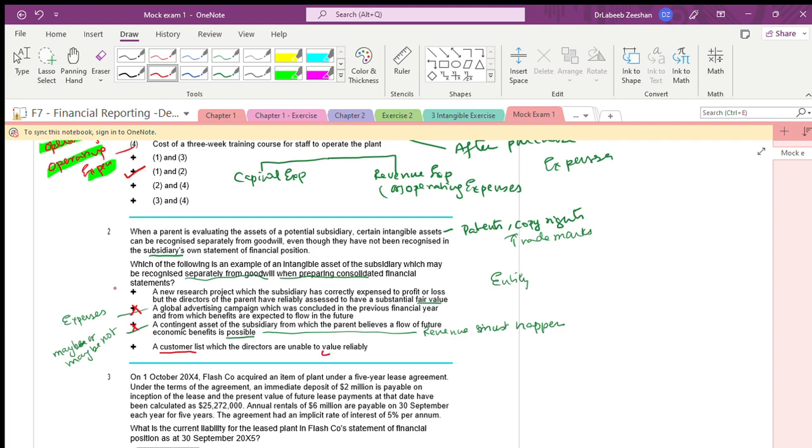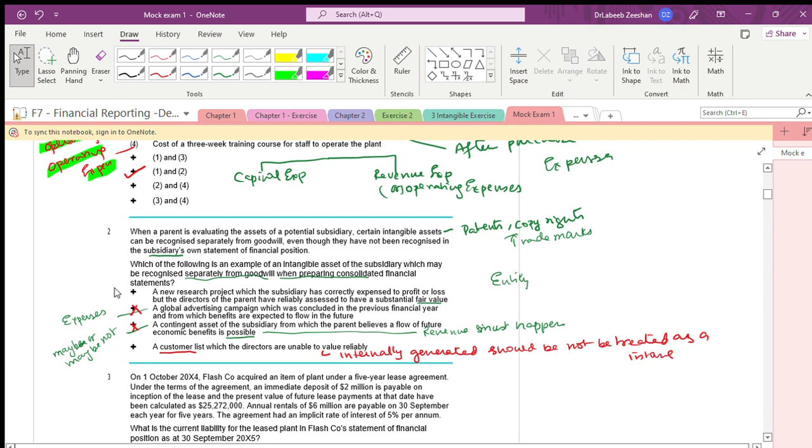Another thing: internally, the rule says that internally generated items should not be treated as an intangible asset. This is the condition of the intangible asset. Intangible asset means it should be purchased. This is also not there. What is the option available?